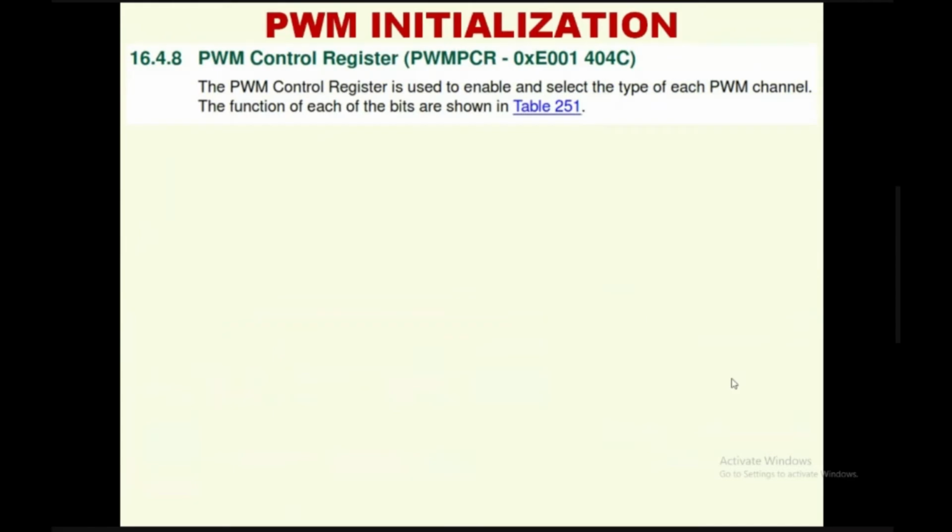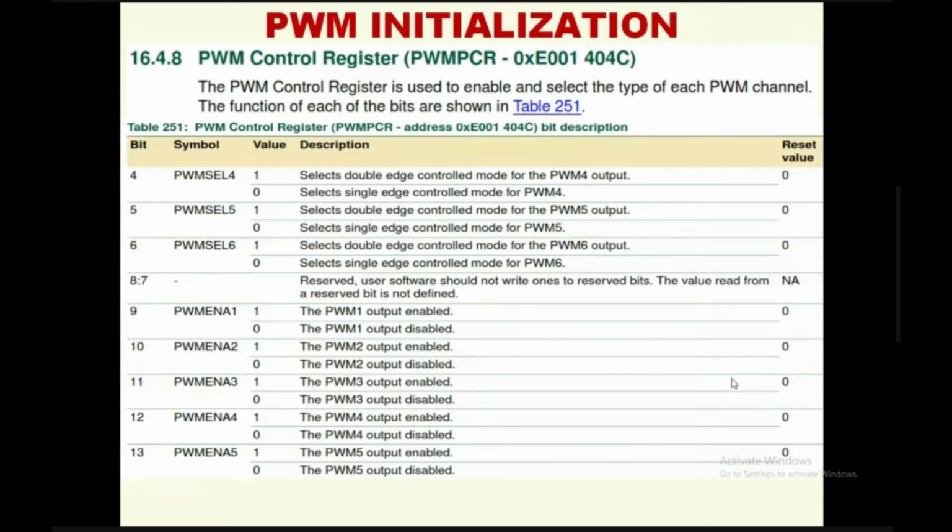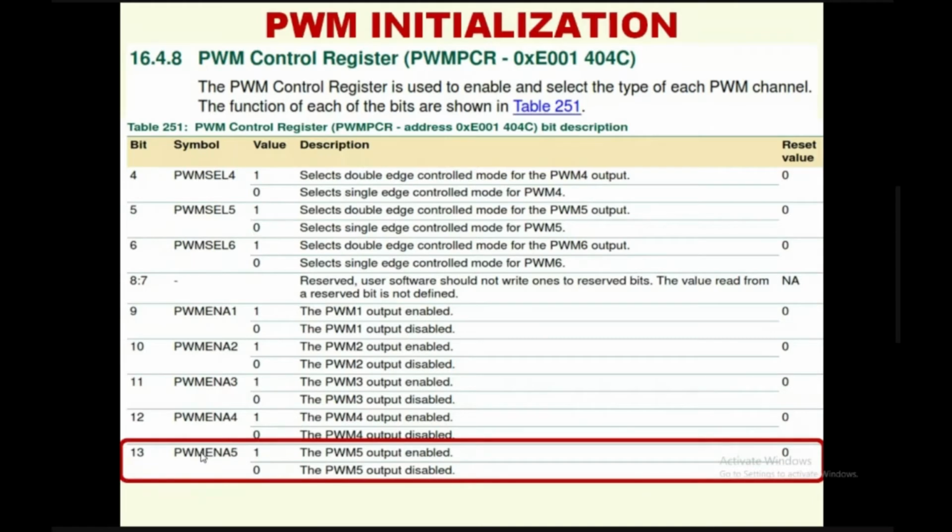Another one is the PWM Control Register, which is used to enable and select the type of PWM channel. Our interest is to enable PWM5, so the PWM can be enabled using the PWM Control Register. The syntax is PWMPCR. Here, the PWM control register is enabled by making the 13th bit 1. 0 to 3 is one nibble, 4 to 7 is the second nibble, and 8 to 11 is the third nibble, so 0, 0, 0, and then bits 12 and 13 are 1, 0. So 1, 0 means 2.